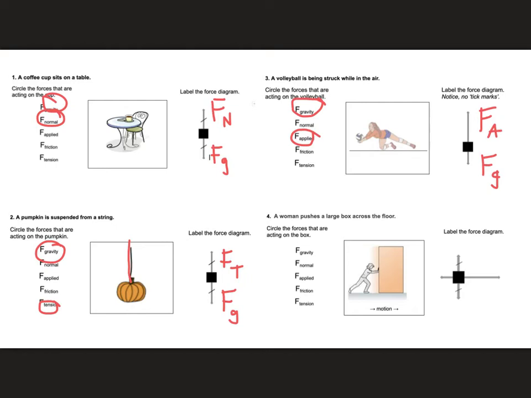Notice that in this case, the arrow up is bigger than the arrow down, so the ball is being accelerated upward. It's going to speed up. It has an unbalanced force on it.